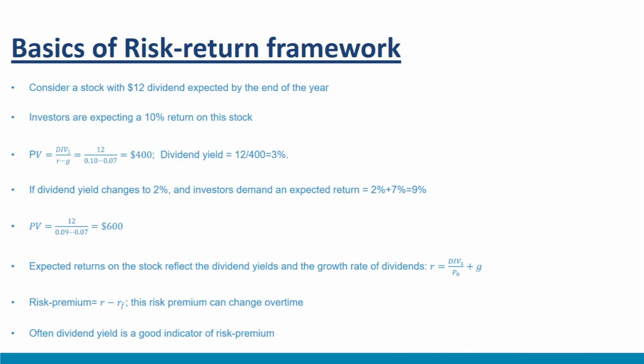Let us put some numbers here. Consider a stock with $12 dividend expected by the end of the year. Investors are expecting a 10% return on this stock. Present value of this stock can be easily computed as shown here. Present value PV equal to dividend 1 upon R minus G equal to 12 upon 0.10 minus 0.07 equal to $400. Here dividend yield is 12 upon 400 equal to 3%.